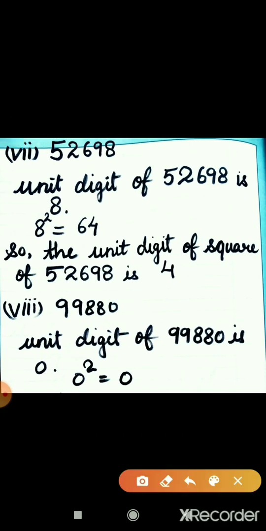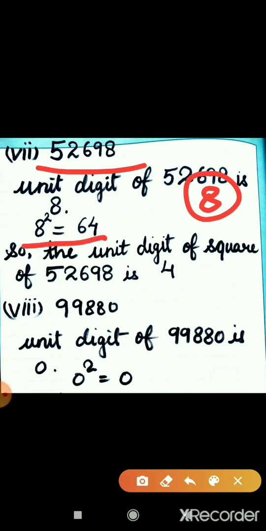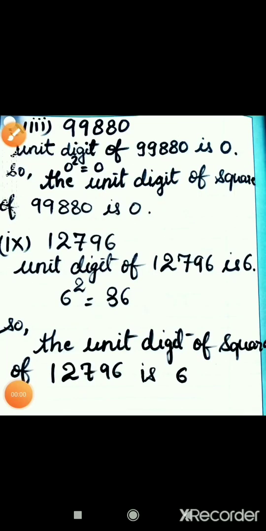Seventh part, 52698. Unit digit of 52698 is 8. Yes. So the square of 8 is equal to 64. So the unit digit of square of 52698 is 4.